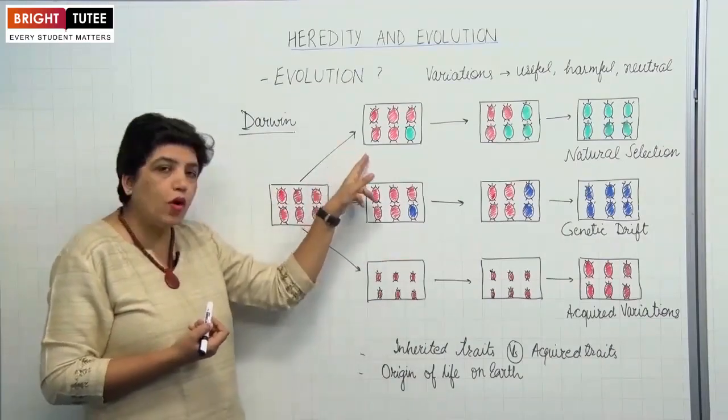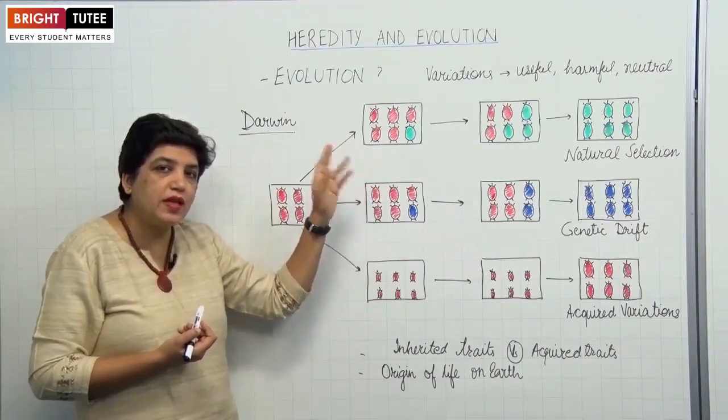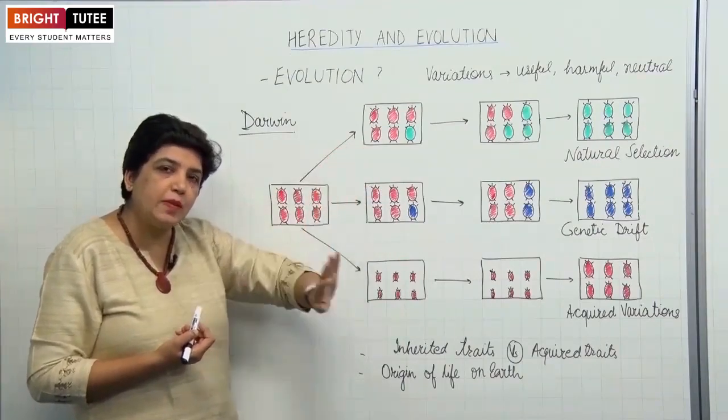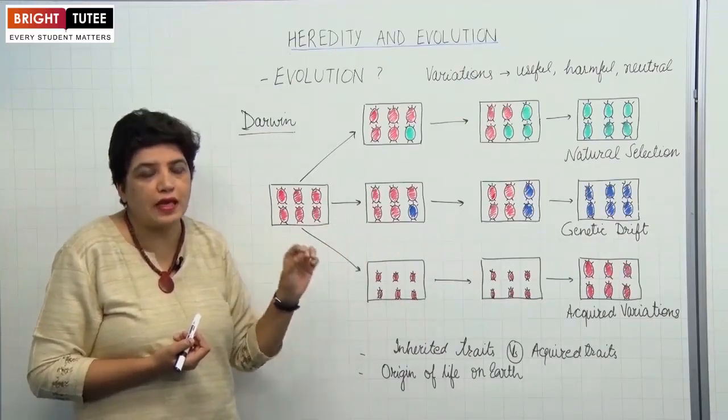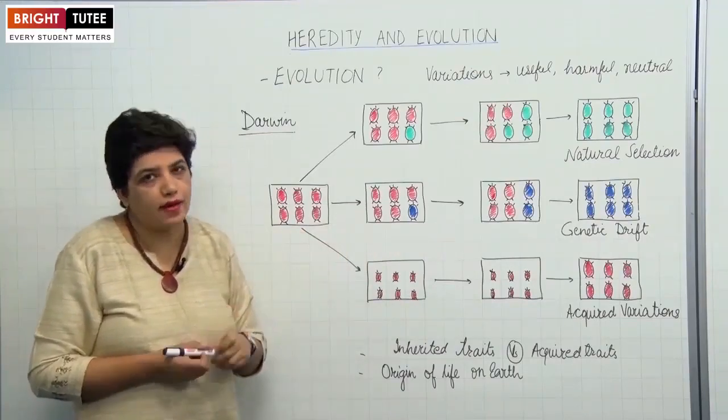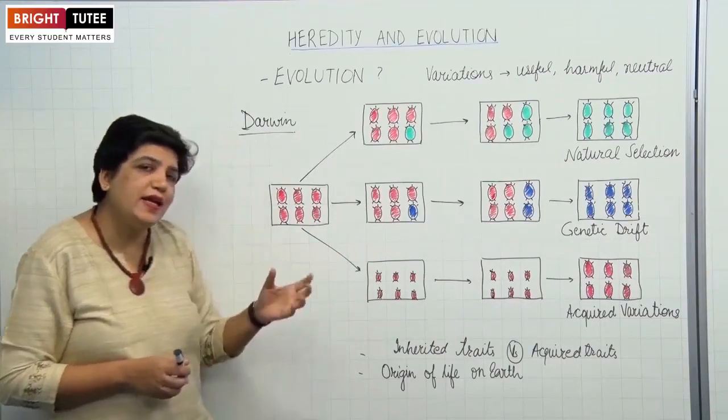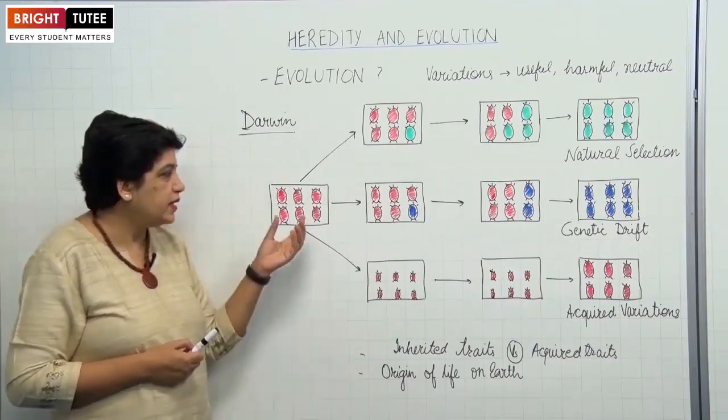And those who are not fit, like those red beetles, cannot adapt to the environment. They'll be wiped out, they'll disappear from the earth. This is the theory of natural selection given by Darwin. Alright, let us take another instance.